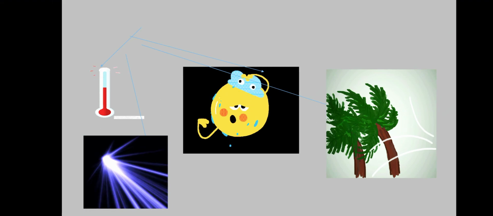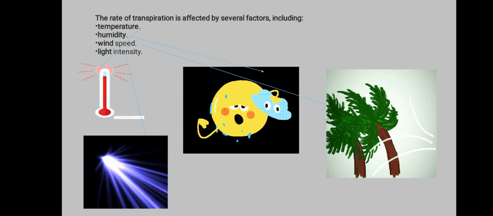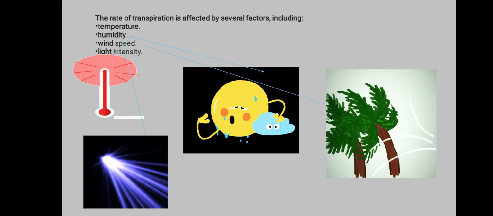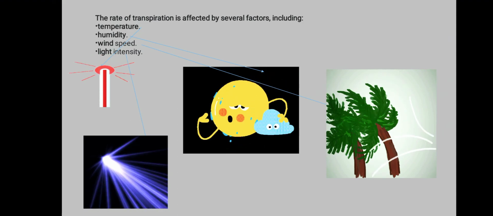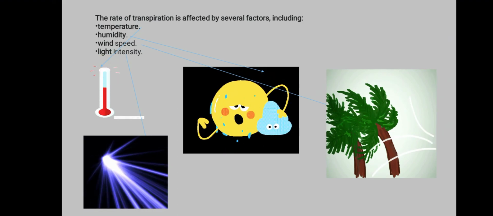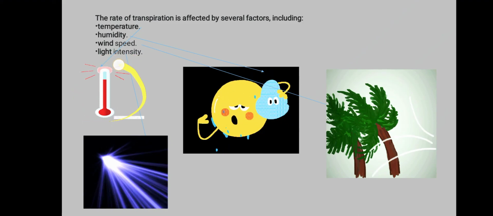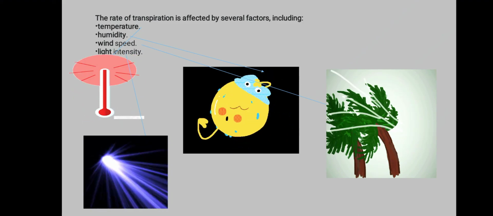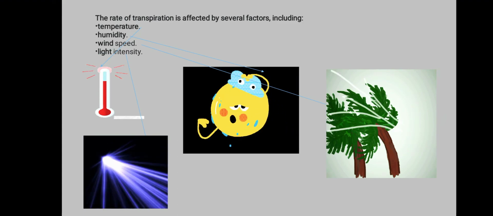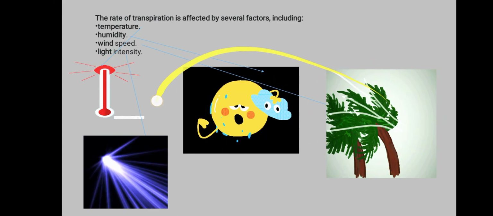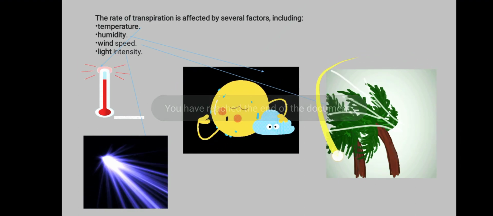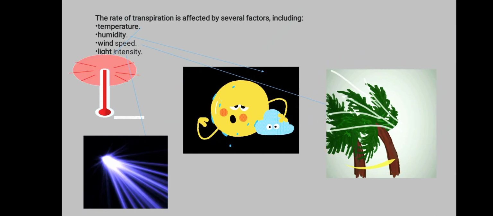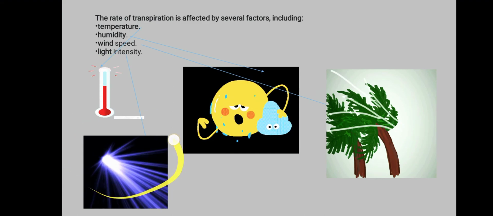Next, the factors that affect the rate of transpiration. The first one you can see is temperature, then humidity, wind speed, and light intensity.